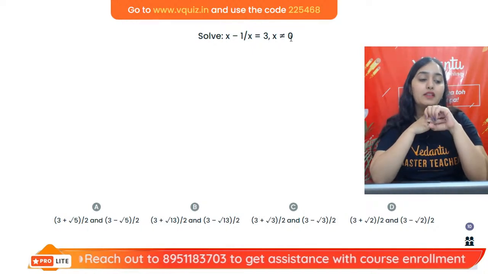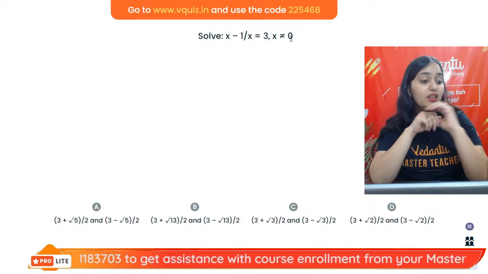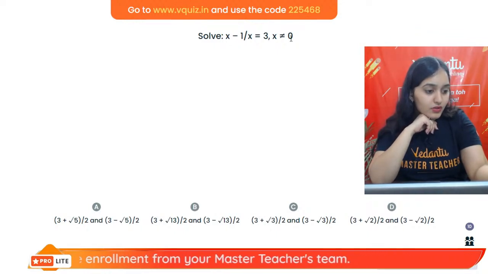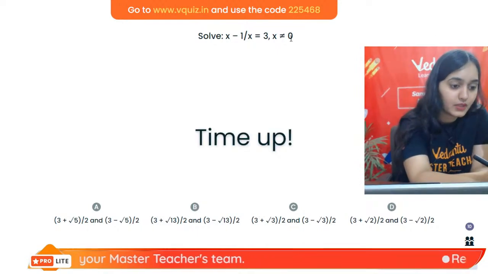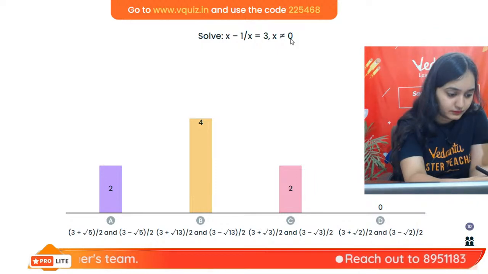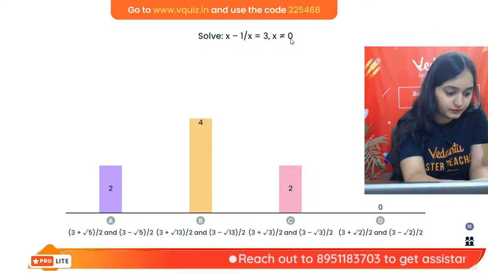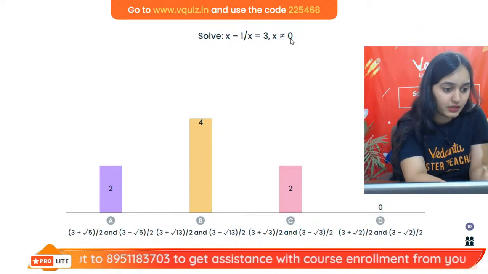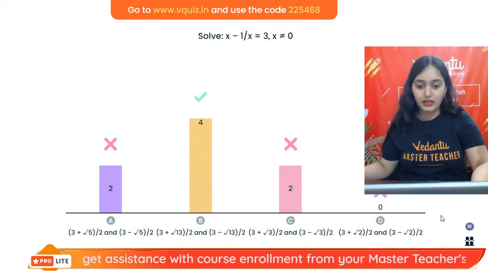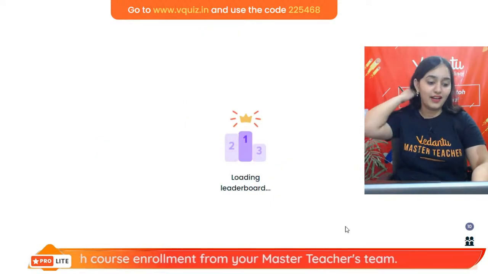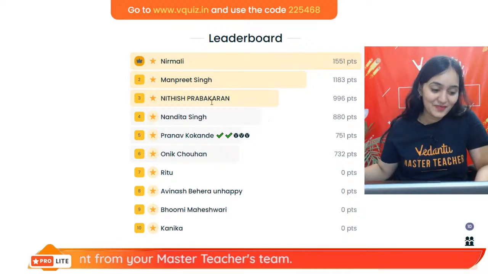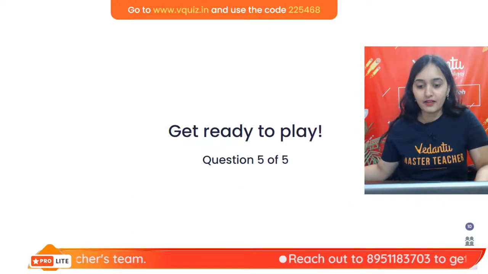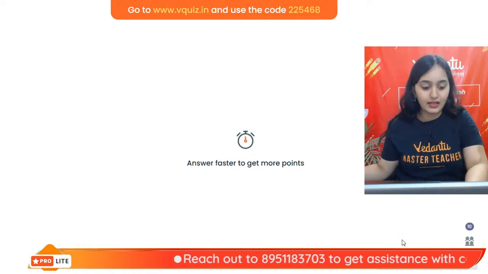X minus 1 upon x is equal to 3. Question number 4. Acha, what was question number 4? Let me just look at it. I can't see the question. Wait. This was the question, right? Okay, I will solve it. Meanwhile, you guys solve the next question. Oh, very good. This time four students are right, finally. Nirmali, Manpreet, Nitish, Nandita, Pranav, and Anik are absolutely right. Very good. And now the last question.